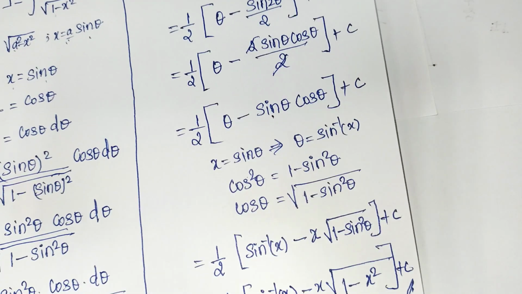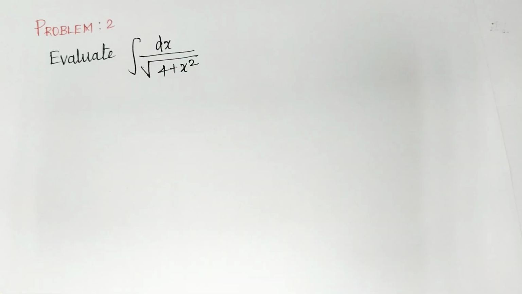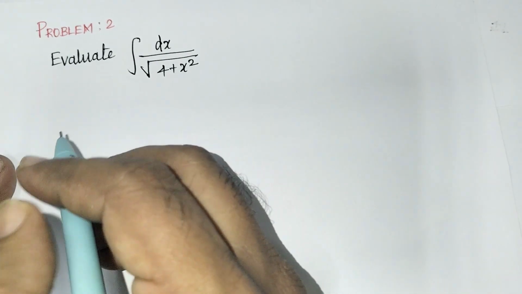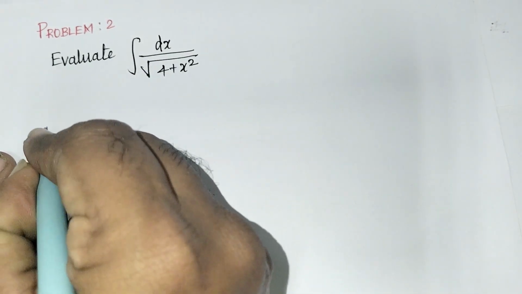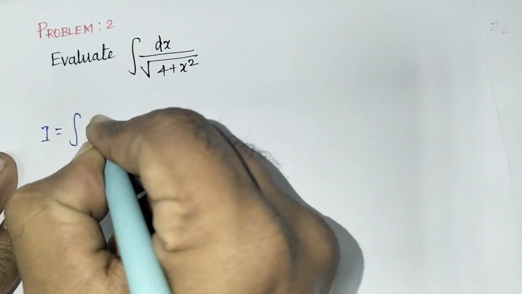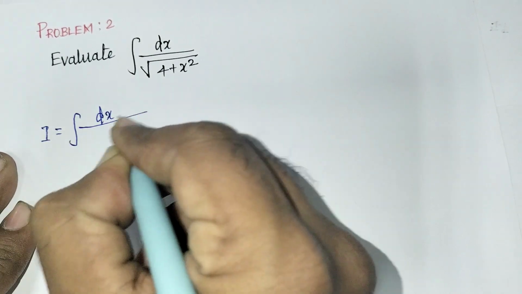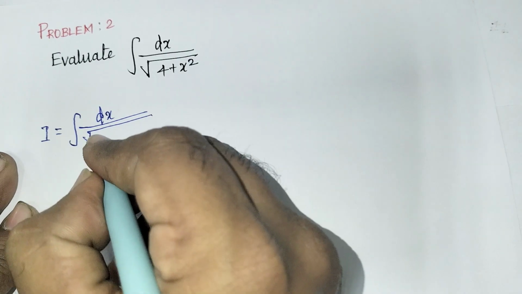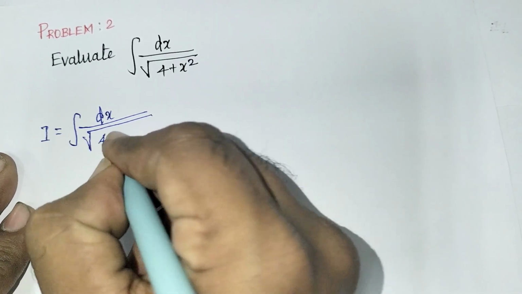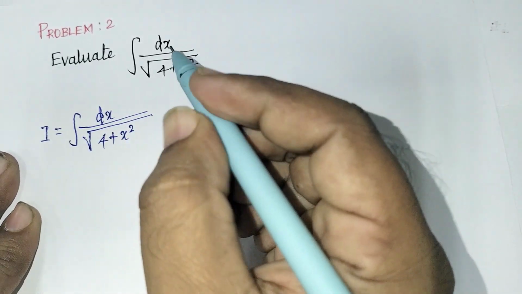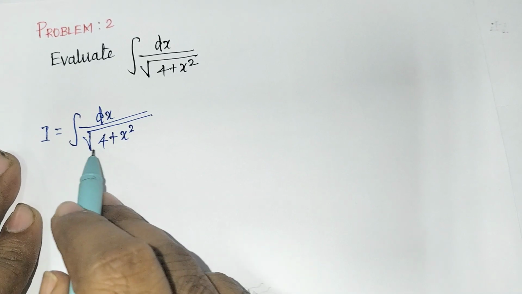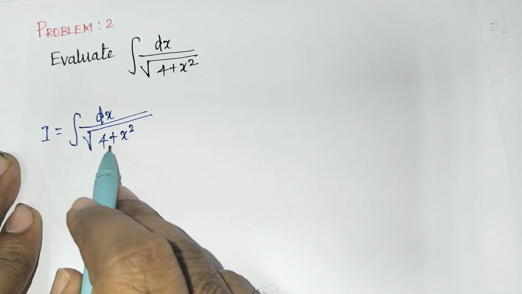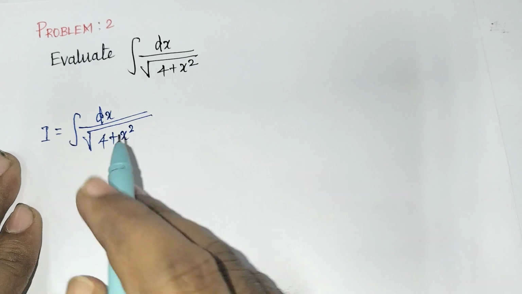Next we'll start problem number 2. Problem number 2 is evaluate integral dx divided by square root of 4 plus x square. Okay, apply the trigonometric substitution method. So I will take integral I equal to integral of dx divided by square root of 4 plus x square. Okay, here in the denominator your expression square root of 4 plus x square, which we can write as a square plus x square.